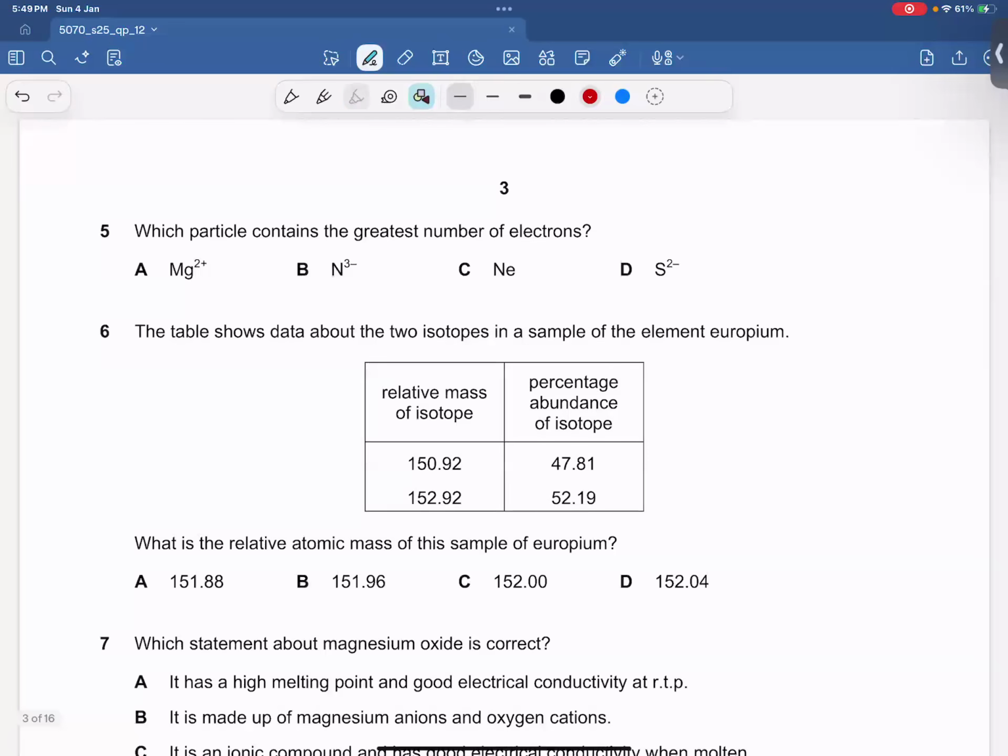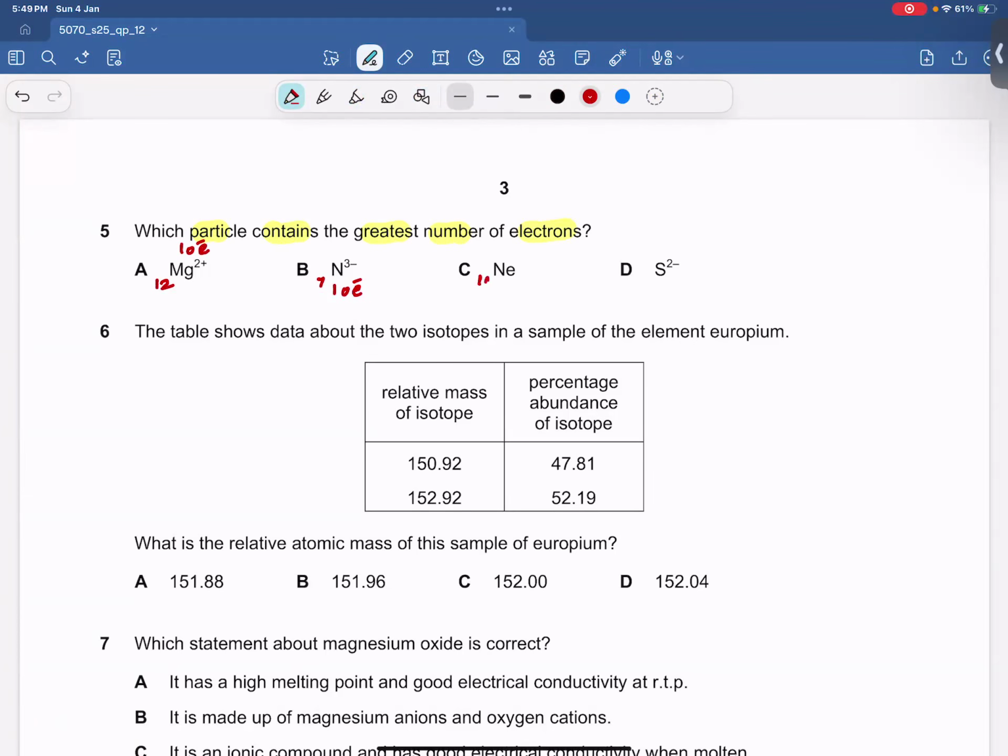Question number 5. Which particle contains the greatest number of electrons? The atomic number of magnesium is 12, and so it has 10 electrons because of the 2 plus charge. The atomic number of nitrogen is 7, and because of the 3 negative charge, again, it has 10 electrons.